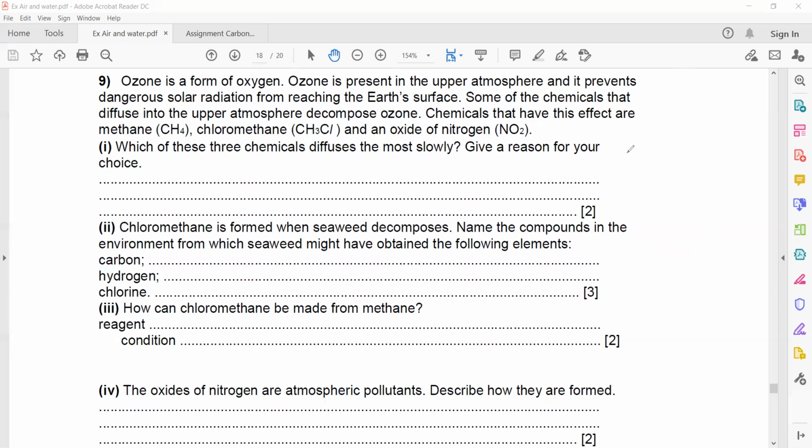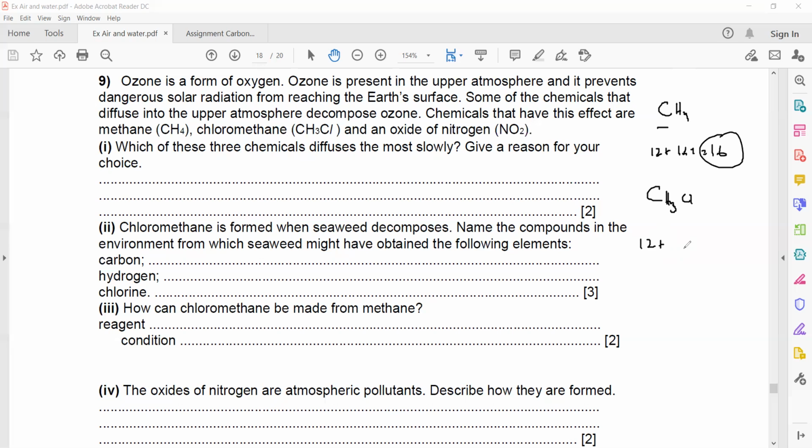The heavy molecules will diffuse slower. So how to check which one is heavy or lighter? You will find their molecular mass. How to find the molecular mass? For the first one, methane, you will use a periodic table. In the exam as well, you will have the periodic table. So carbon is 12 plus hydrogen is 1 into 4, so that total will be 16. So methane is 16.